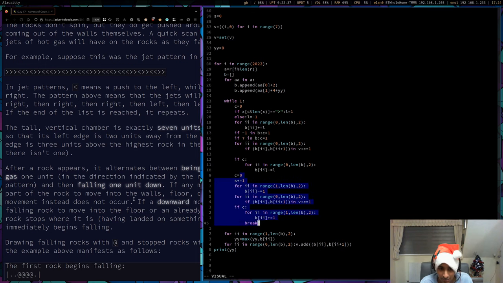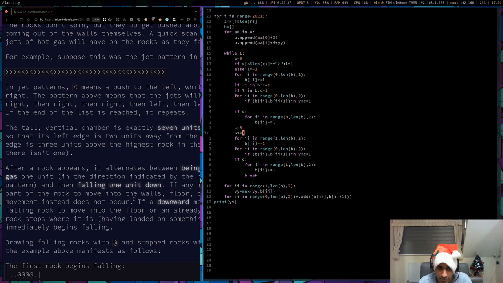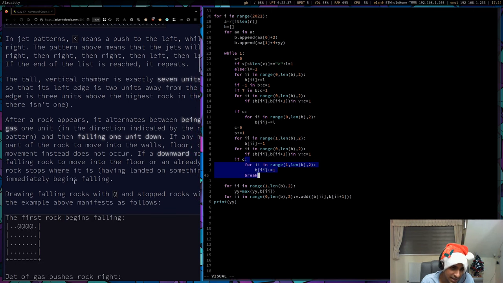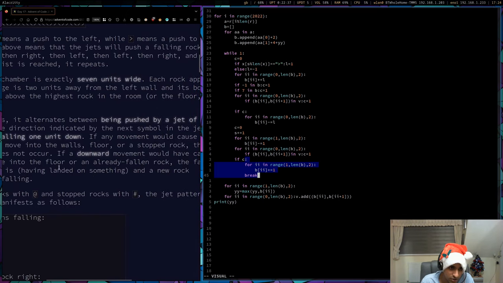Anyway, this second half of the while loop simulates moving downwards, a similar idea here. Moving downwards, but then I'm checking if that forced me to go into a rock. If it did, then I'm going to undo my movement and break, because at that point you know you're settling down. Again, it says right here.